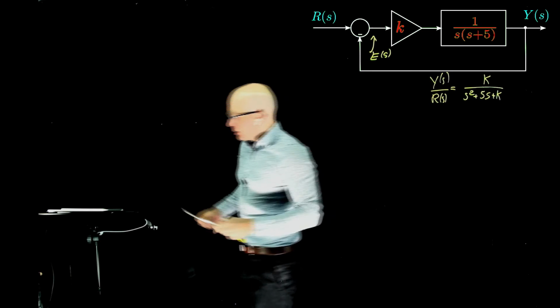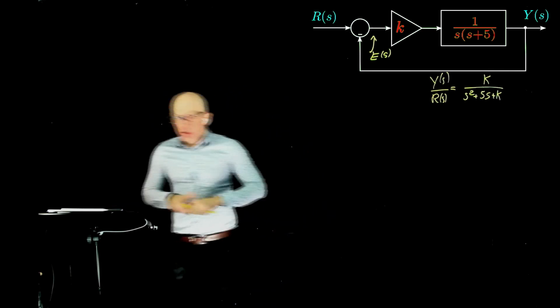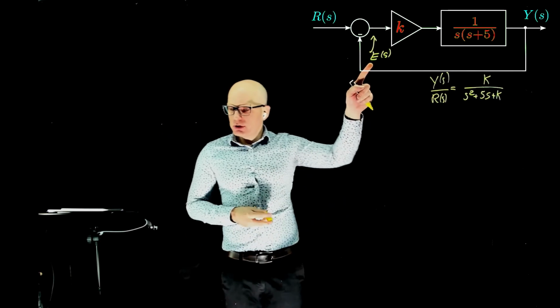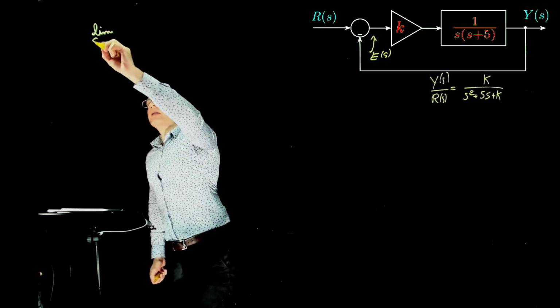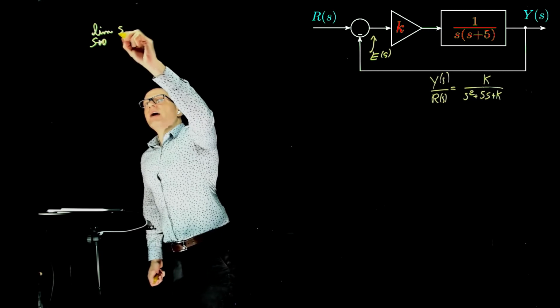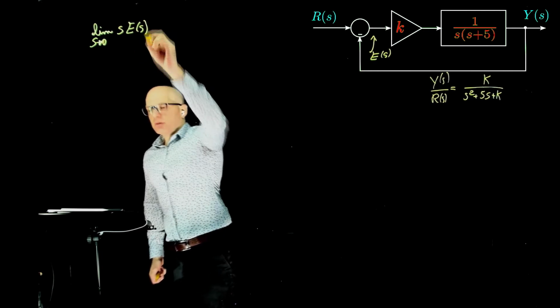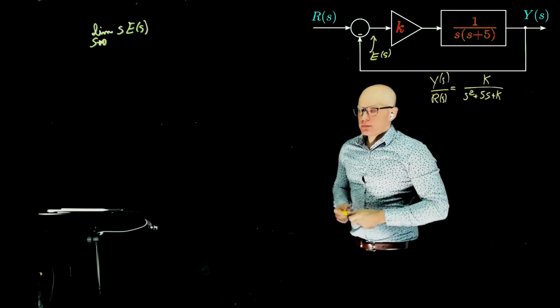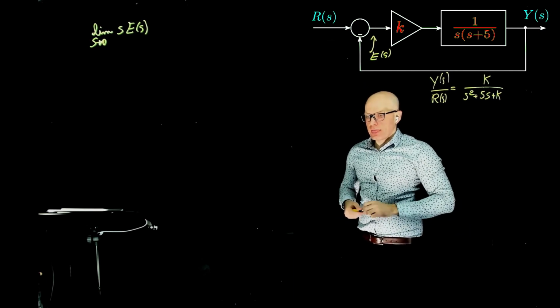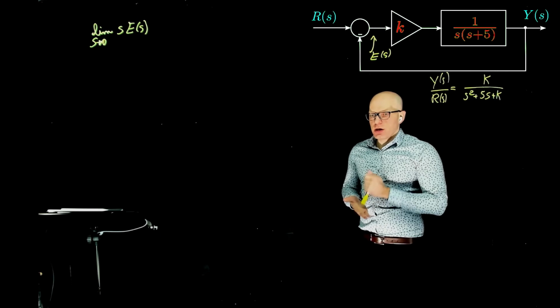If you want to calculate the final error, you just need an expression for this, and you can do the same. We can take the limit when s tends to 0 of s times the error function.